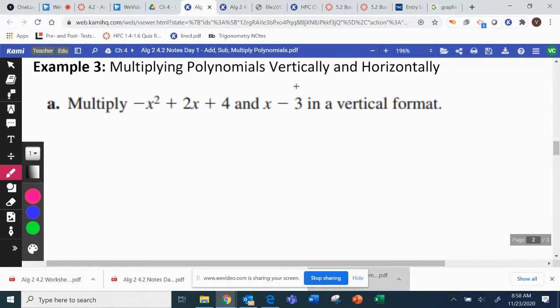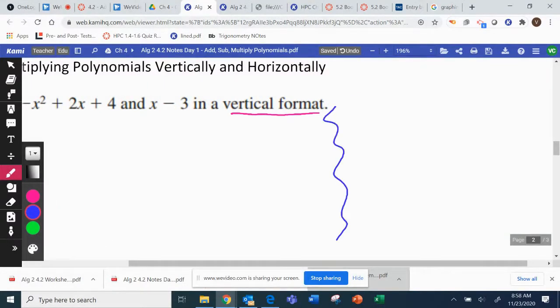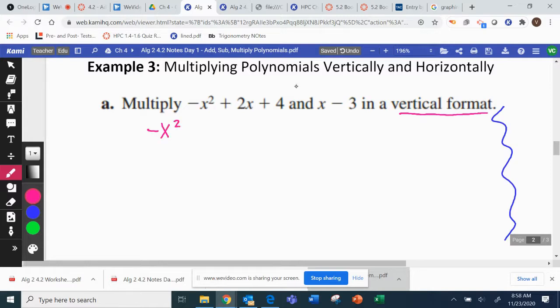I will tell you, I almost never do the vertical format. I'm going to show it to you, but next to it, I'm going to do what I would do as my backup for the vertical format. I'll put that on the other side. But I'll show you the vertical format. Negative x squared plus 2x plus 4, and then x minus 3, and we're going to multiply these.